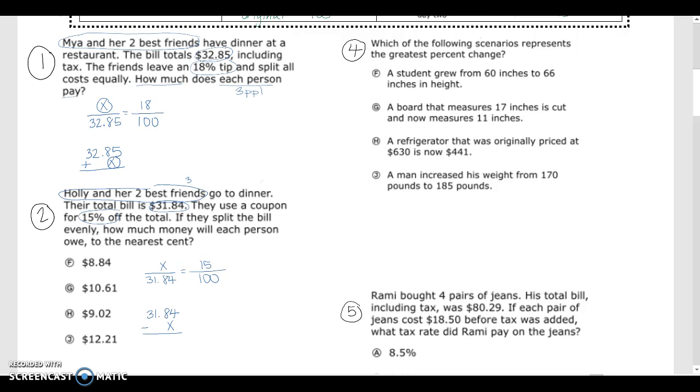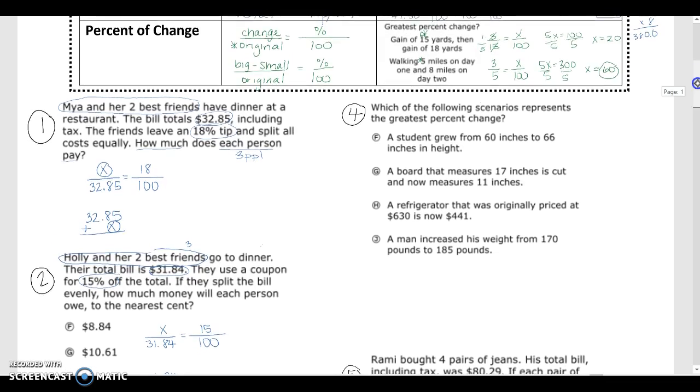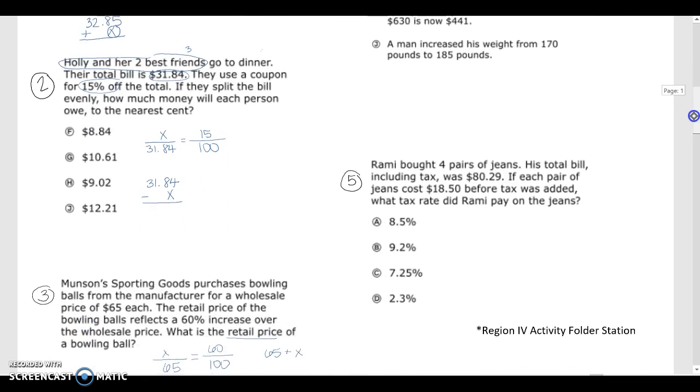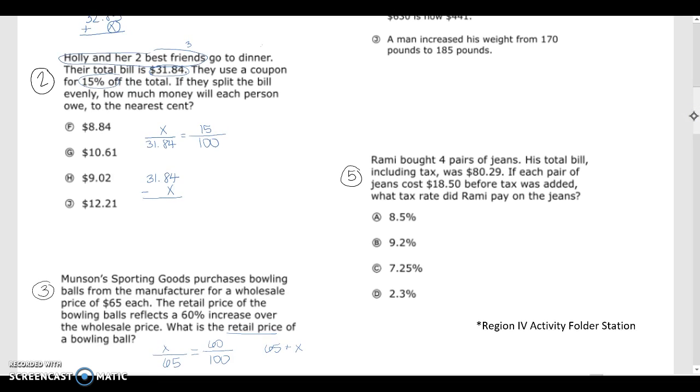All right, number 4, it's asking which represents the greatest percent of change. This one, I'm going to let you try on your own. It's the same as the problem that we did at the bottom of the paper. And then number 5, he bought 4 pairs of jeans. His bill total, including tax, was $80.29. If each pair was $18.50 before tax was added, what was the tax rate?